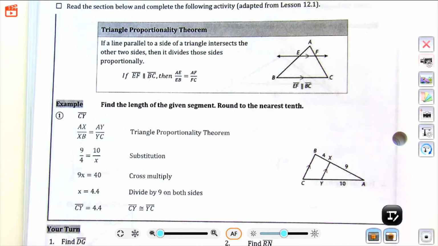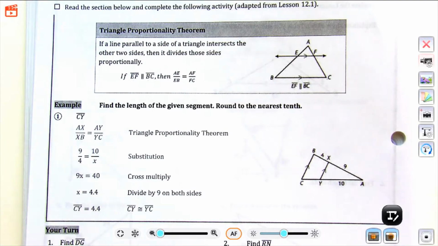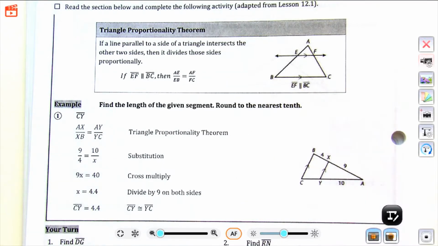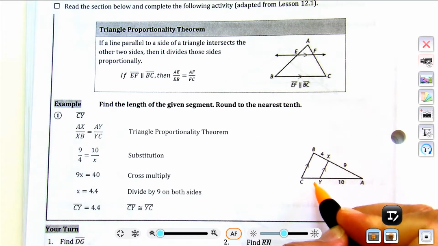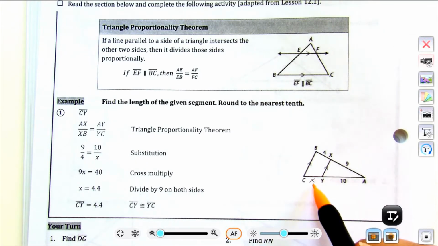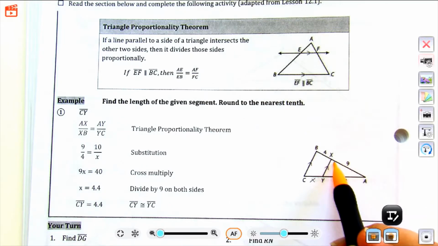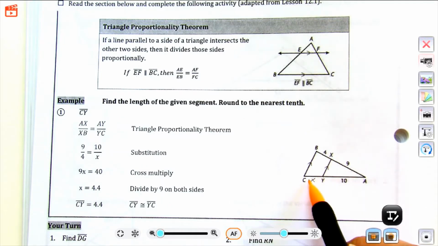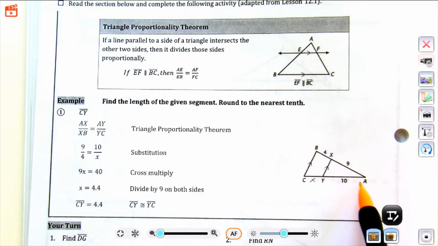So the directions for the first example: find the length of the given segment, round to the nearest tenth. The length they want us to find is CY. So I'm going to put X to show that I want to solve for CY. Then you can create your proportion. If we say the top over the bottom equals the top over the bottom, we can write AX over XB equals AY over YC.